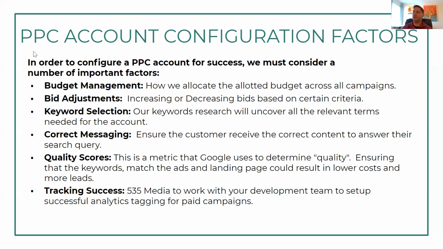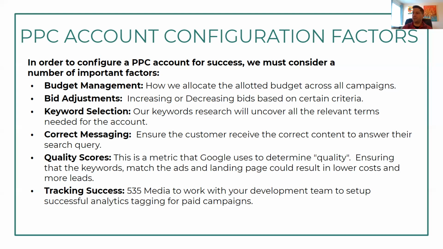Bid adjustments are increasing or decreasing the bid rates that you have on certain campaigns based on different criteria. The keyword selection, keyword research, to find the relevant terms needed for the account, as well as we'll cover negative keywords and what that means after this. But that's selecting the keywords that you're going to target for your ad campaigns.